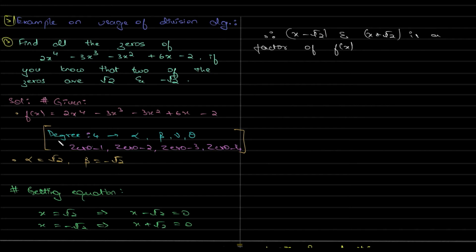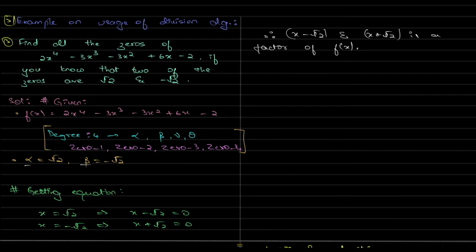So how did I get this? All I did was take the roots, equate them to x and rearrange to get an expression, and I'm calling that a factor of f of x. Factor means something that can divide. Factors of 10 are 1, 2, 5 and 10 itself. So the factors of f of x are these two expressions. That means these two can divide f of x with remainder 0. So we can have a look at that.